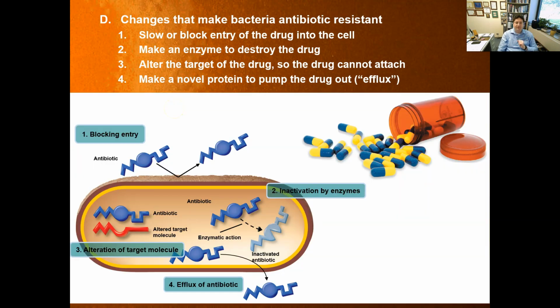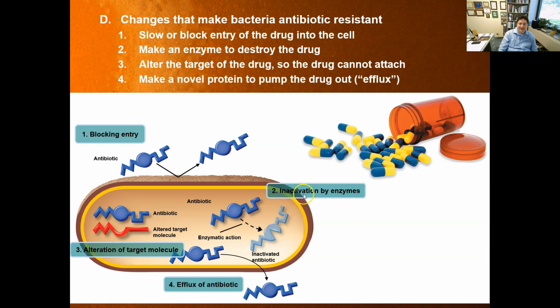That's called efflux. So we see here, if this bacterial cell here is resistant, this is my antibiotic in blue. Well, it could change its surface so that the antibiotic can't attach and get in. If it does get in, we could alter the target molecule. Okay, so alter the target so the drug can't attach. So it gets in, okay, but notice how this is altered right here and it can't attach. That's going to make that antibiotic ineffective.